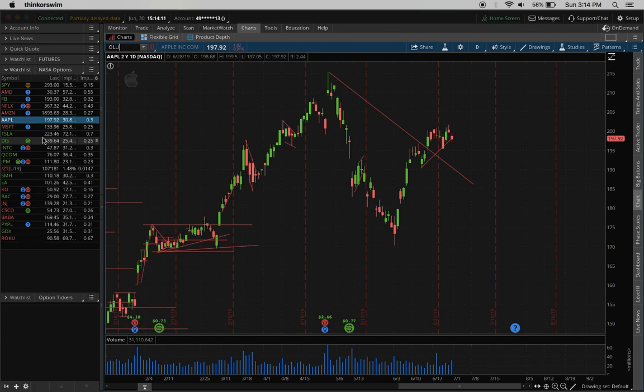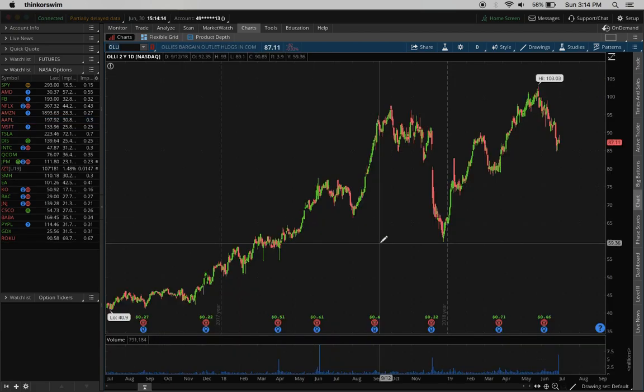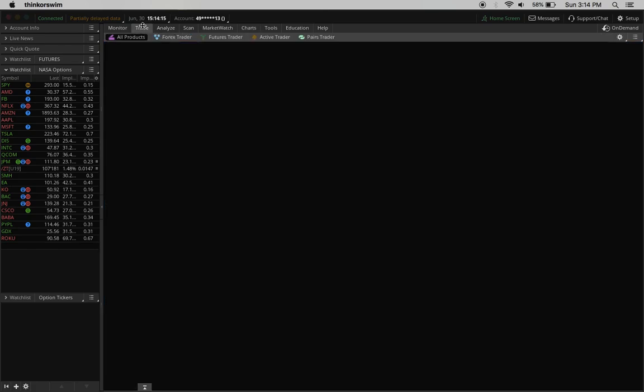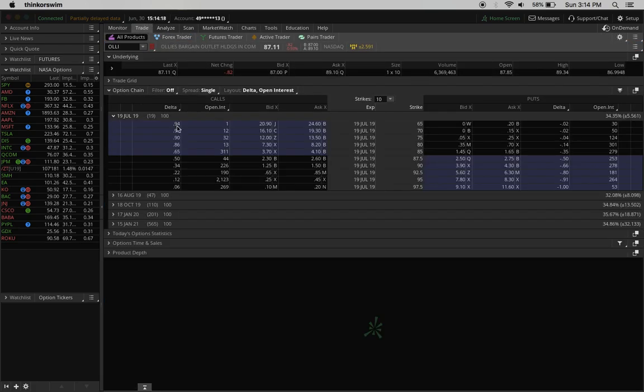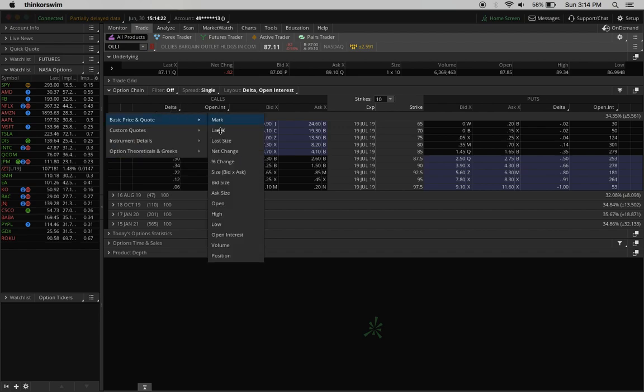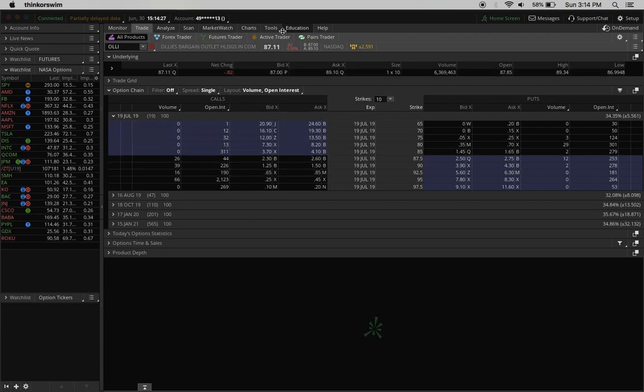Next stock is OLLI. I've never heard of this, so I'm going to look at the trade tab real quick, see if we have some volume on the options table. We don't have weekly options. Looks like we're going to get rid of Delta. We don't need Delta. We have open interest, so let's look at volume here. Volume is super low, not going to trade it.